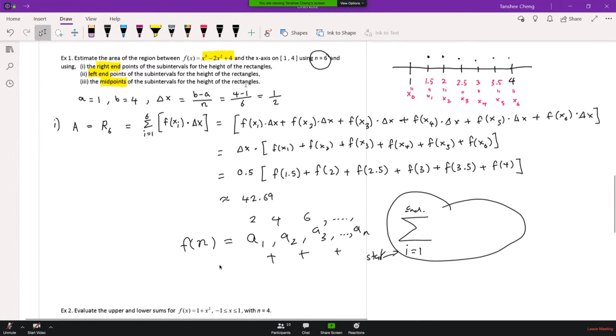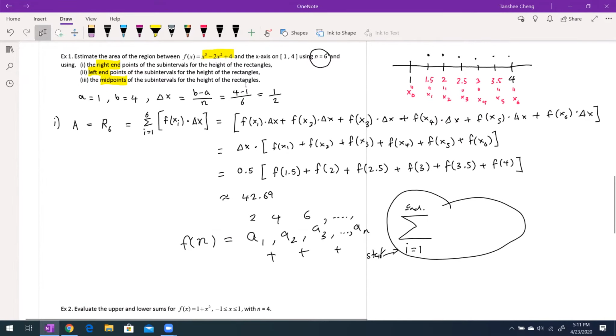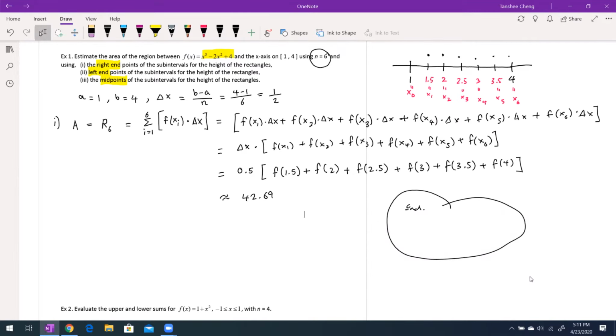So now let's move to the next part of this example that is asking. Right? Now I'm not going to write every little detail anymore. Right now you can sort of see what I'm doing, right? So each part is talking about the area of a rectangle. And this time it's using the right end, so therefore my height of the rectangle will be using the function value at the right end. Okay. So now, next step is example number 2.